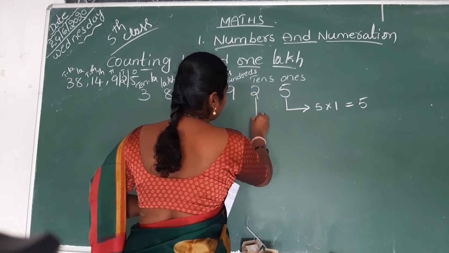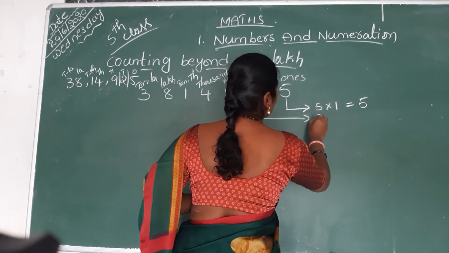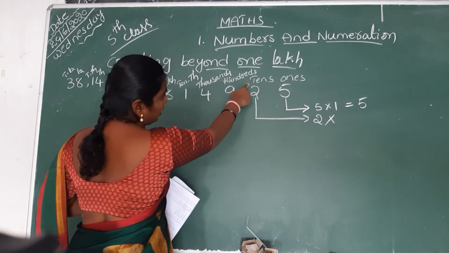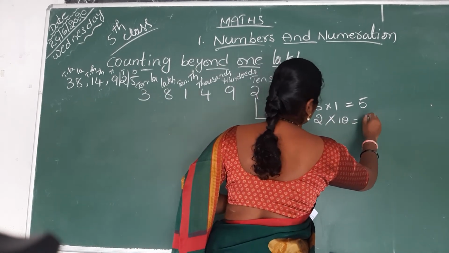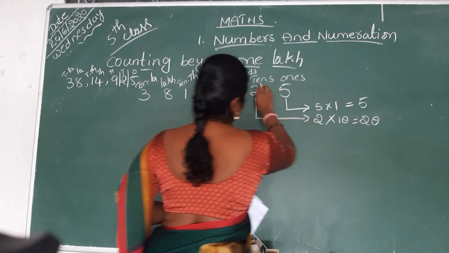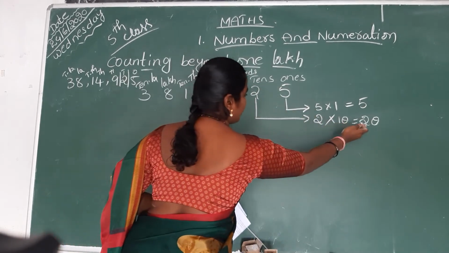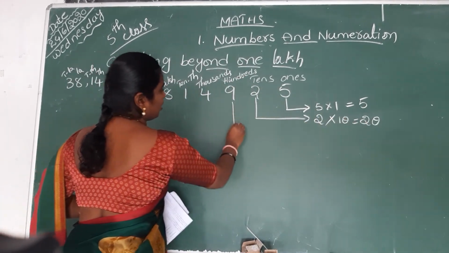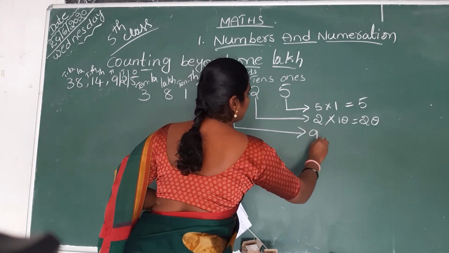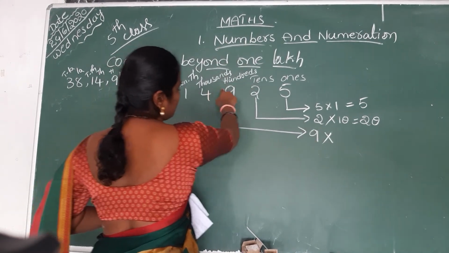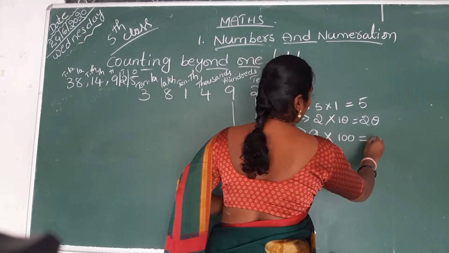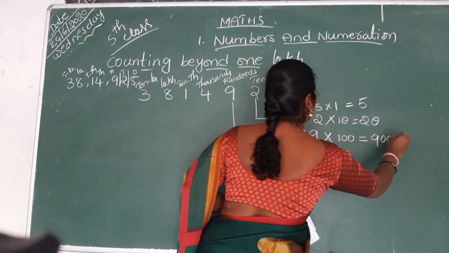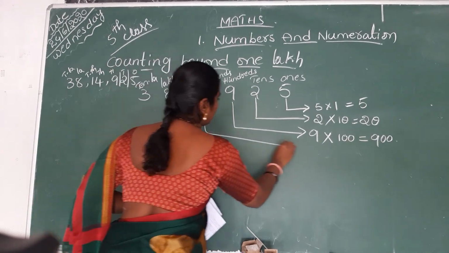Next number 2. Take 2. 2 is in which place? Tens place. So 2 into 10, 2 tens are 20. Next take another number 9. 9 is in which place? Hundreds place. 100. So 9 into 100, 900.